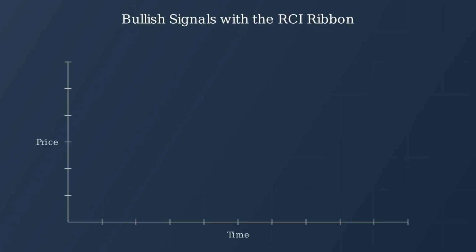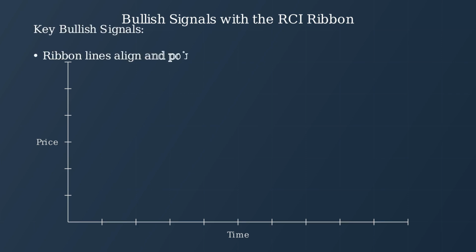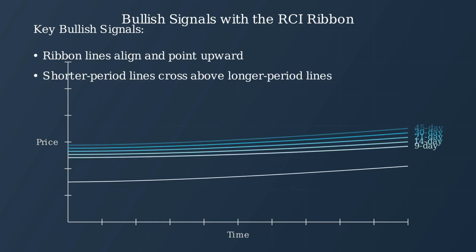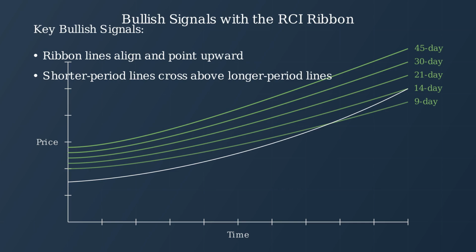Bullish signals with the RCI ribbon are powerful indicators of upward momentum. When identifying bullish patterns, we look for specific formations in the ribbon indicator. Let's start with a neutral state ribbon, where the lines are relatively flat and close together. The first bullish signal occurs when the ribbon lines begin to align and point upward, indicating a shift in momentum.